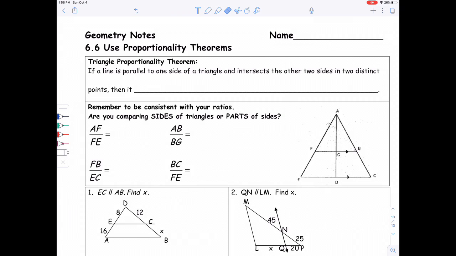In this video, we will be talking about triangle proportionality theorems. There are two of them that we will talk about. The first one states, if there is a line that is parallel to one side of a triangle and intersects the other two sides of the triangle in two distinct points, then it divides the two sides proportionally.